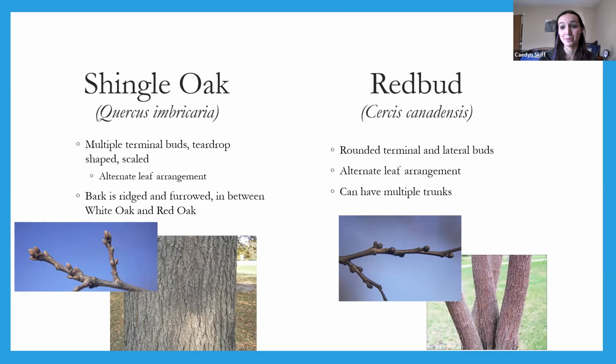The next one, and we have a lot of these at Bull Run, are redbuds. They have those very rounded buds on their terminal and lateral buds. They're scaled. You can see some texture there. Again, they've got that alternate leaf arrangement. And something that's really cool about redbuds is they can form these multiple trunk shapes, which always looks really cool.